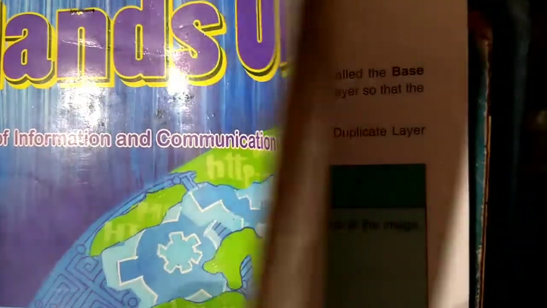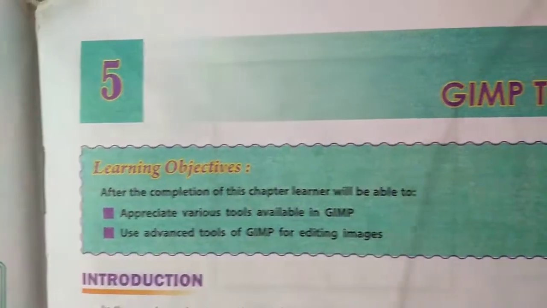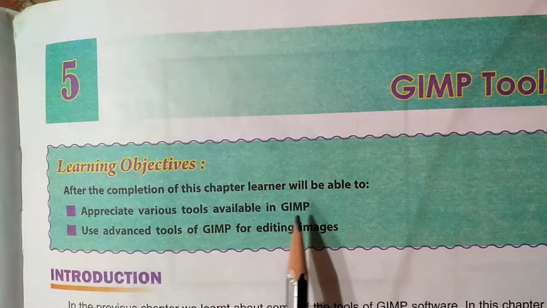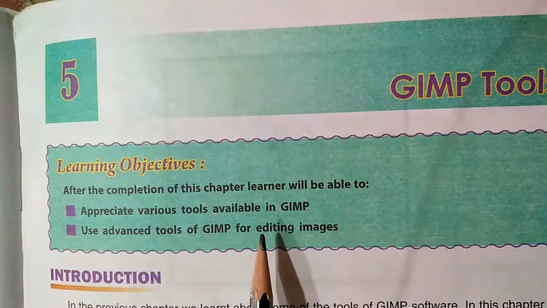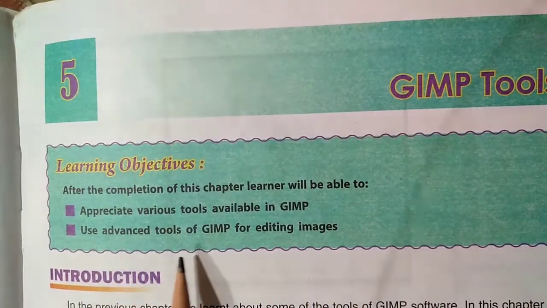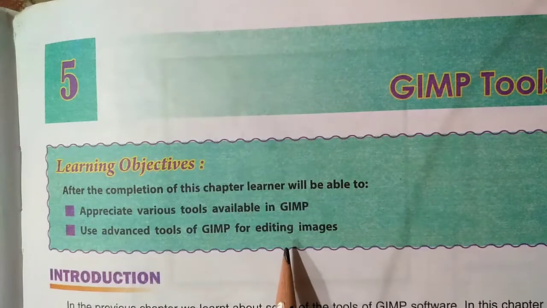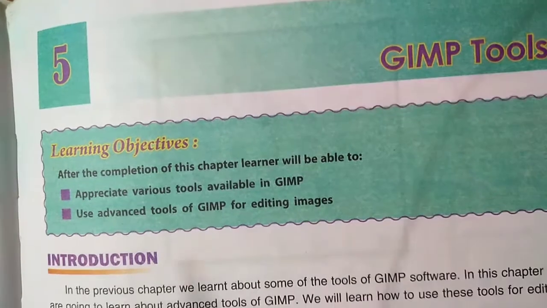Today we are going to discuss chapter 5, GIMP Tools. Learning Objectives. After the completion of this chapter, learner will be able to appreciate various tools available in GIMP, and use advanced tools of GIMP for editing an image. Mainly, how do you edit an image using GIMP tools.